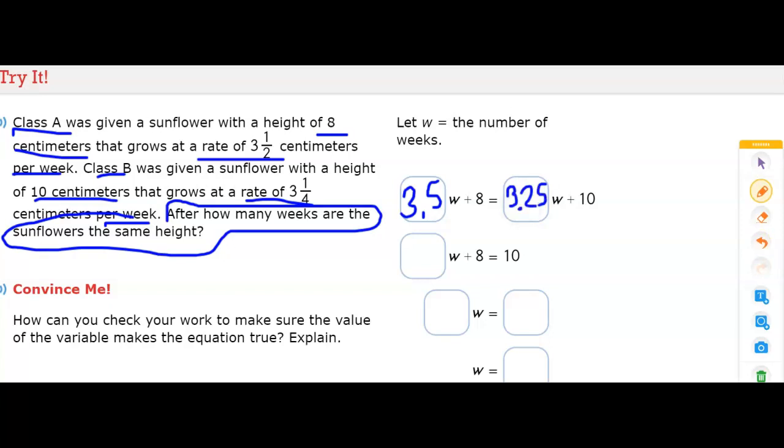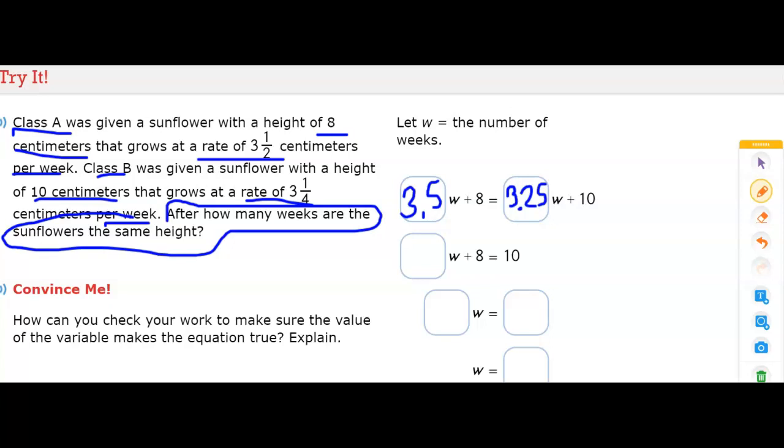So let's go back. We have 3 5/10, which represents 3.5 centimeters per week for class A, plus the 8 centimeters it grows each of those weeks. And then on the other side of the equation, we have the 3 1/4 for class B, that it grows each week. And the 3 1/4 as a decimal is 3.25, plus 10 centimeters that it grows for each week. And so now we have to move some things around in this equation.